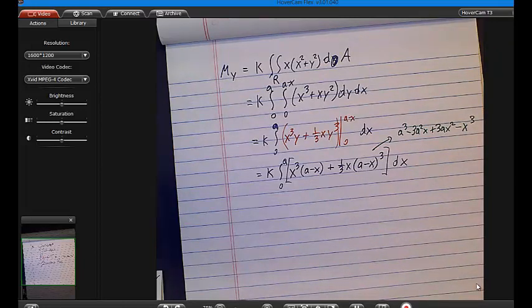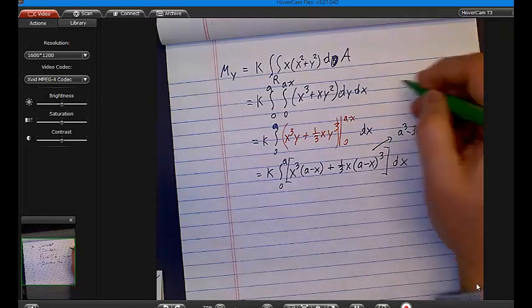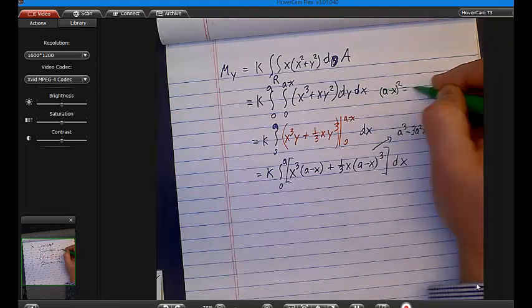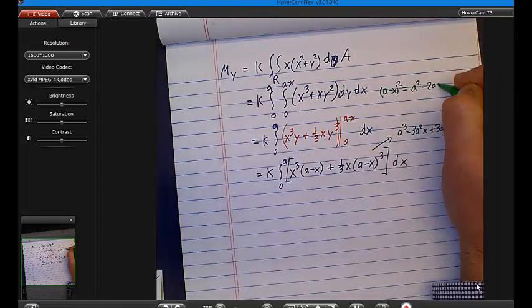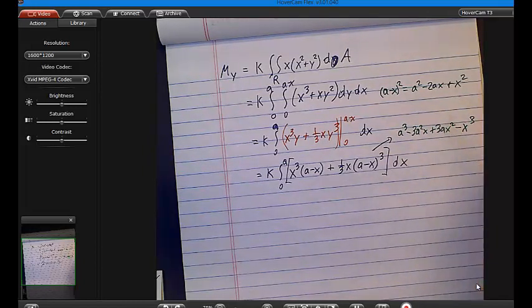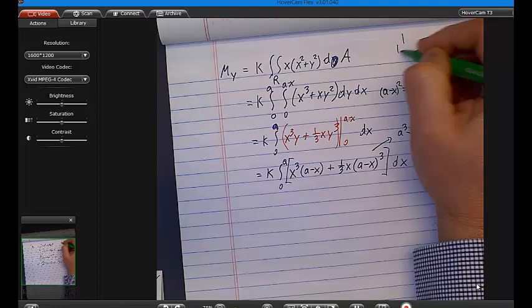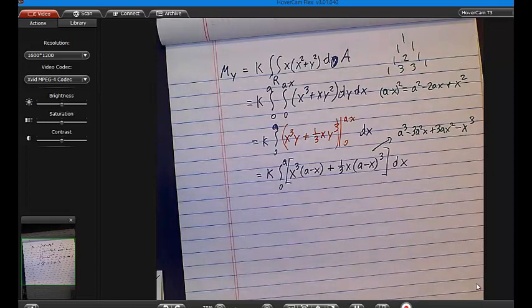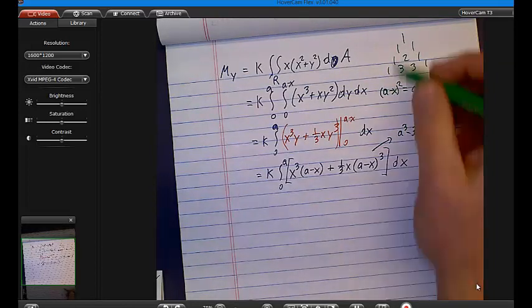Oh, you don't have the formula memorized? I don't have it memorized either. I just know this. The binomial theorem, right. A minus x squared is a squared minus 2ax plus x squared. Because what's going on here, guys, it's the good old Pascal's triangle. Yeah, I never remember that either. That'd be a good thing to remember. I probably should.